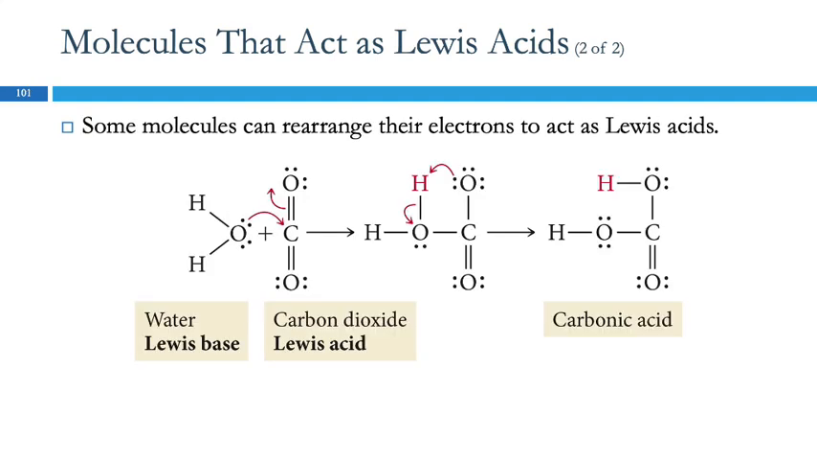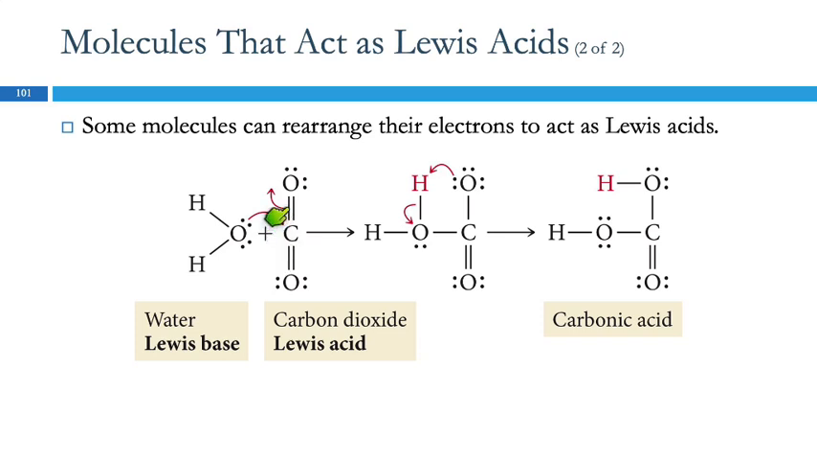Some molecules can rearrange themselves. So water can act as an acid or a base. We learned that before. Let's look at water being a Lewis base. Well, it's got these lone pairs of electrons. It's kind of a hallmark of what a Lewis base looks like. Here we have carbon dioxide. Well, how does carbon dioxide act as a Lewis acid? It's got a complete octet on its carbon.